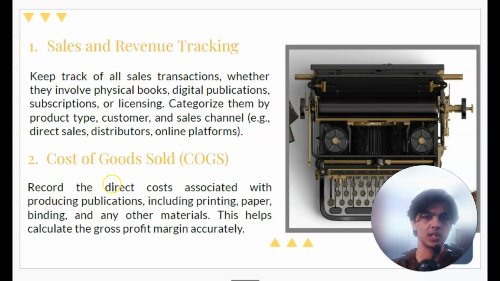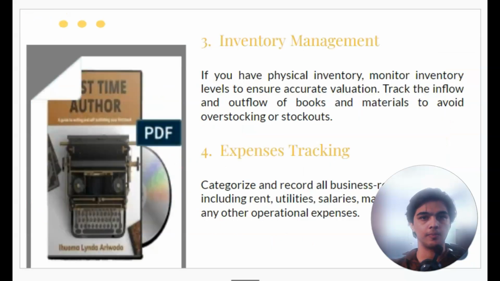Cost of goods sold. In this, you need to record the direct costs associated with producing publications, including printing, paper, bindings, or any other materials. You have to keep track of all these records. It will help you to calculate your gross profit margin accurately.